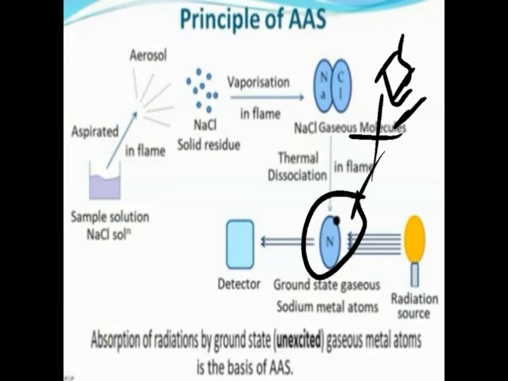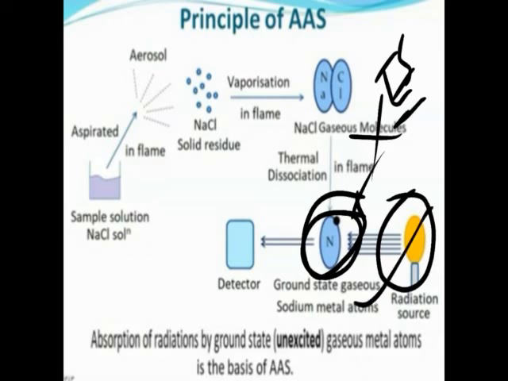So instead of that, here there is another radiation source present. That radiation source will emit the radiations and they will be absorbed by these ground state gaseous atoms. So what is the different part? This one radiation source. So in the differences we can add that the radiation source is required in case of atomic absorption spectroscopy, but it is not required in case of flame photometry.